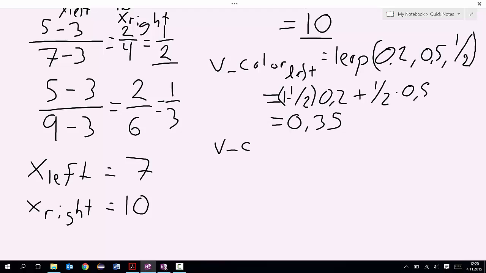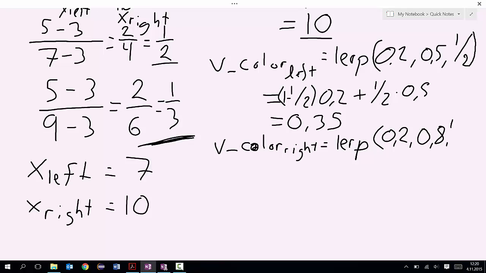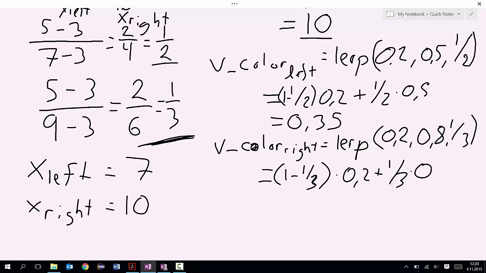And we have the b color right, which is the linear interpolation between P1, which was 0.2, and the color of P3, which was 0.8, and we have the same parameter here, which is 1/3. So this gives us 1 minus 1/3 times 0.2 plus 1/3 times 0.8.